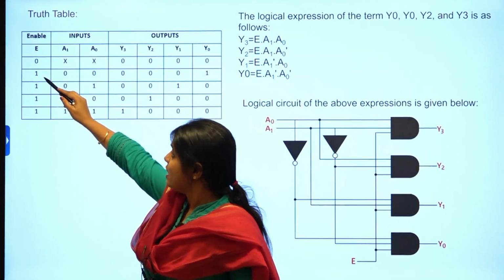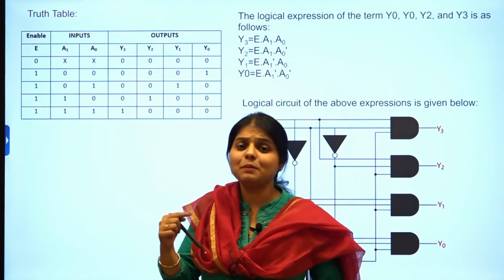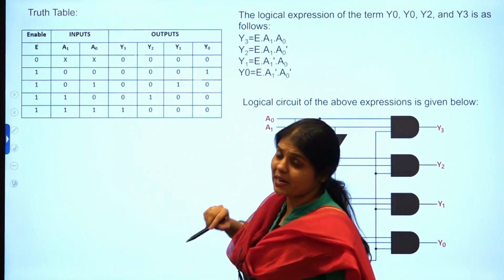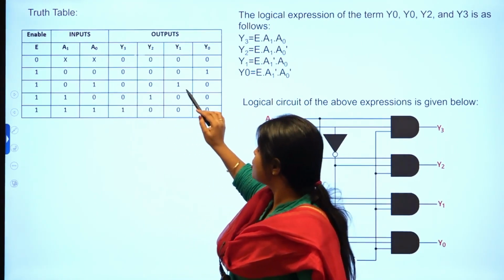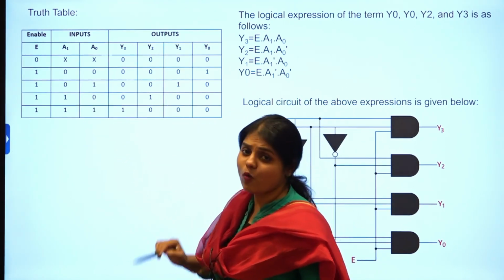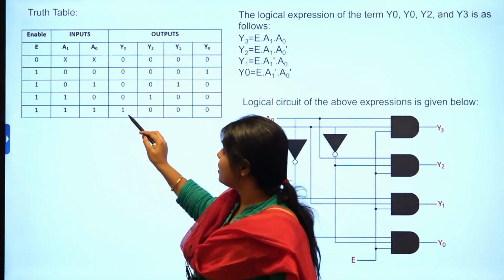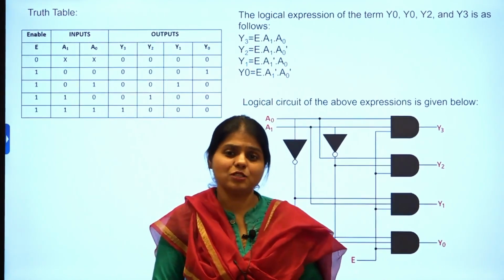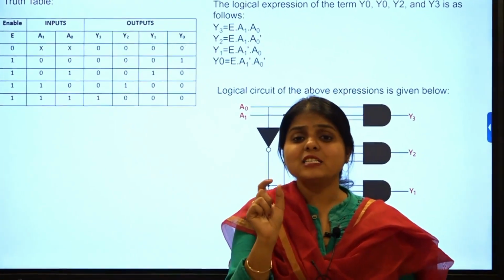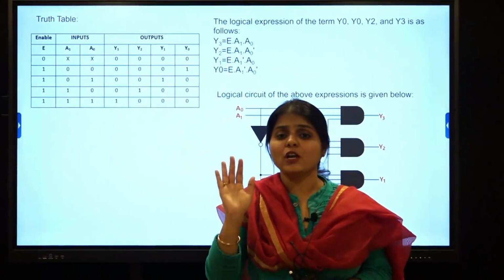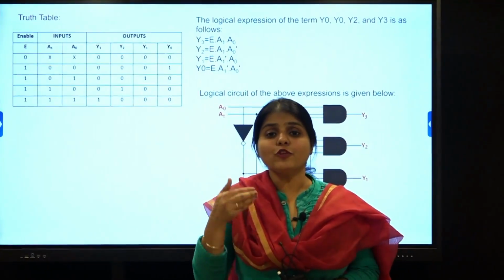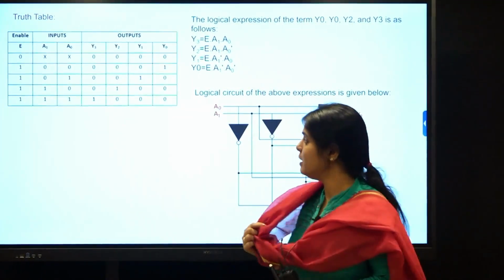Only if the enable input is 1, for the 0, 0 combination of inputs, Y0 will be activated. For 0, 1, Y1 will be activated. For 1, 0, Y2 will be activated. For 1, 1, Y3 will be activated. Did you all get this? For enable input 0, irrespective of what combination of inputs you give, none of the outputs will be activated. For enable input 1, depending on how you change your inputs, one of the outputs will be activated.